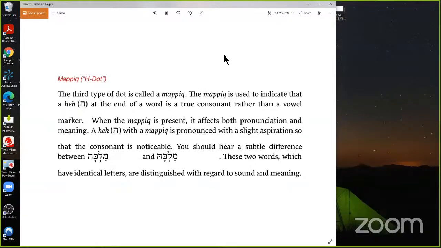All right. So here's your little examples. So I want you to look at this word here, both of these words right here. You got malka, right? Is that what that says? What does it say?